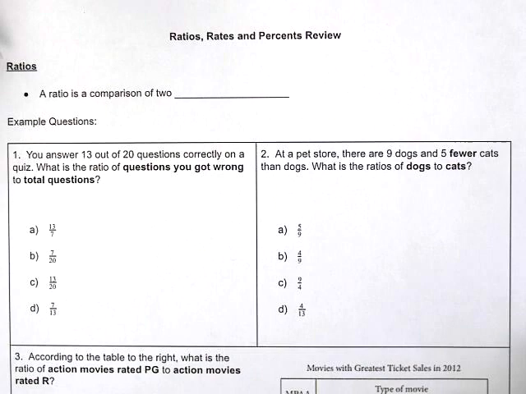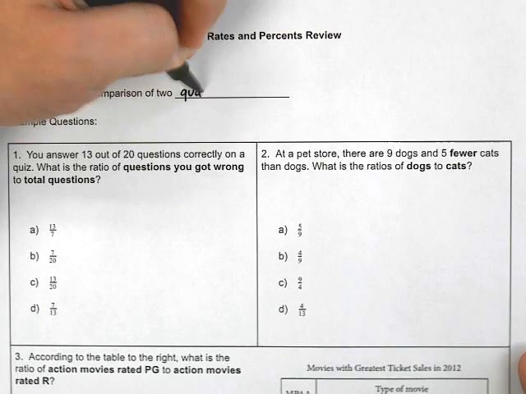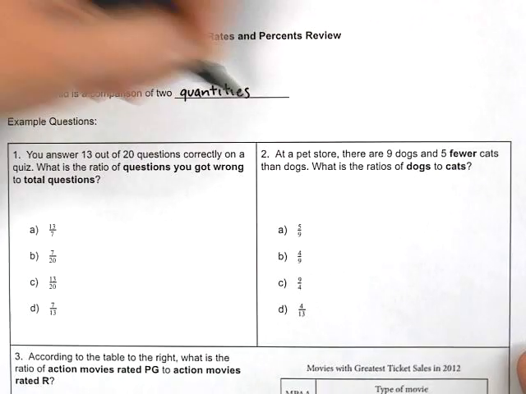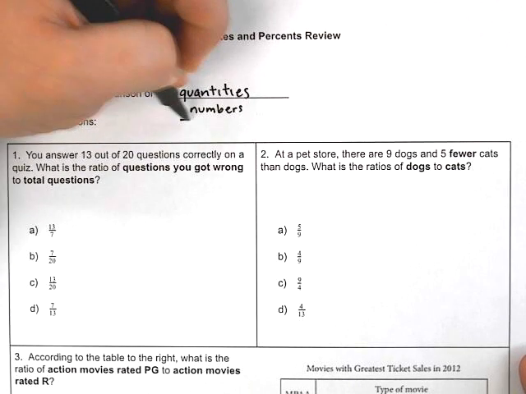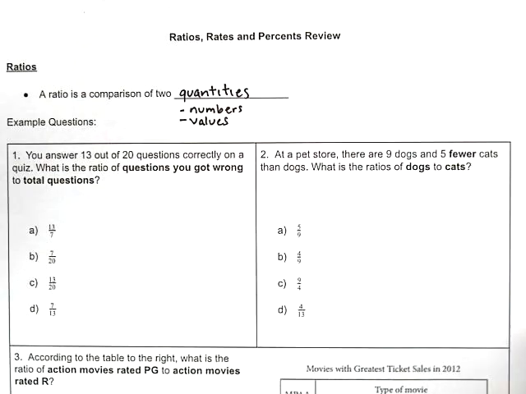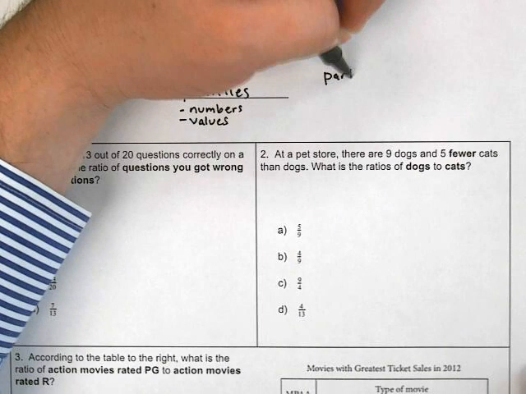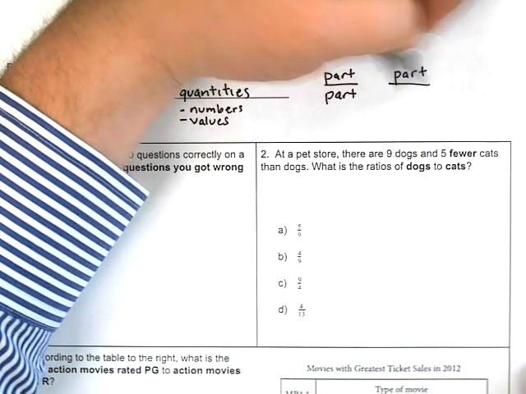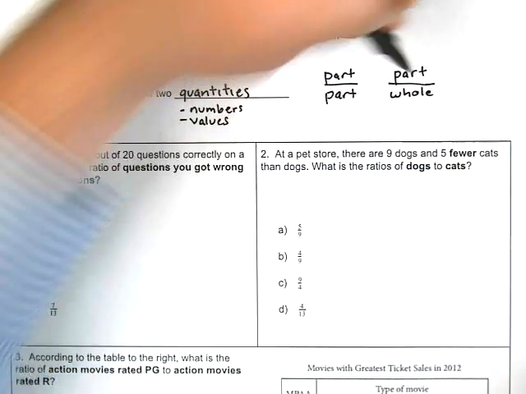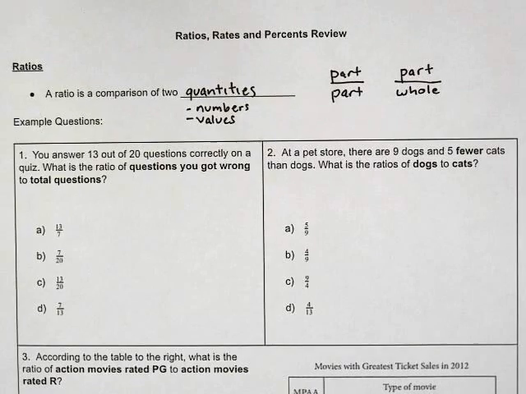And if you remember, a ratio is a comparison of two, I'm going to use a big word like quantities, but remember, I could replace that with numbers or values. Like, all of these things are quantities. Alright? Now, if you remember, ratios usually come in one of two ways. They're either a part to a part, or they're a part to the whole. And we'll get a little bit into that in a little bit. Alright? So, let's jump right into this.